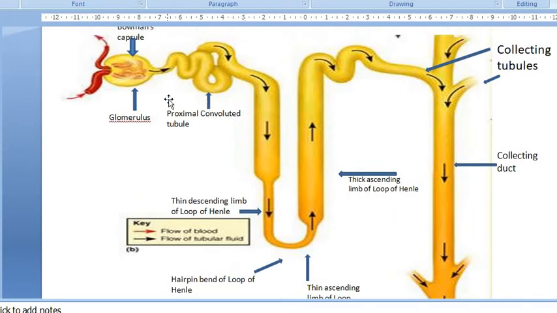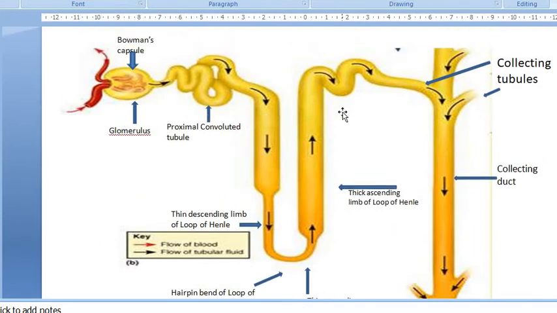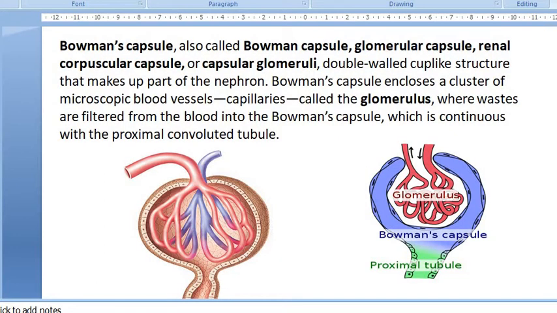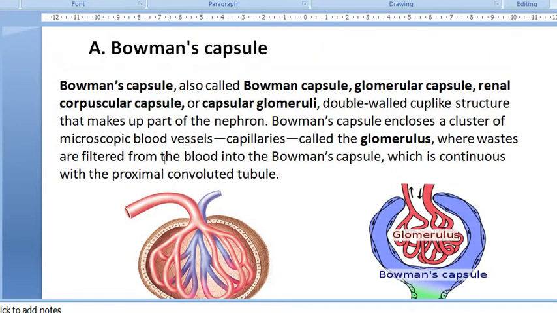This is the more precisely shown part of the nephron: the blood vessels entering and leaving the Bowman's capsule, the capillary tuft, the glomerulus, and this tortuous part of the renal tubule, the PCT. Up till here, this is the Henle's loop, proximal convoluted tubule, and collecting tubule entering into the collecting duct. Let us learn in detail about the different parts of the nephron.